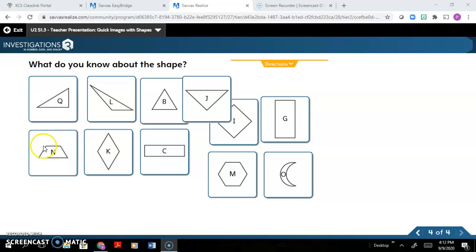And we've seen some shapes with 4 sides. The trapezoid, rhombus, rectangle, hexagon, square, and another rectangle. So we have looked at a lot of shapes today.